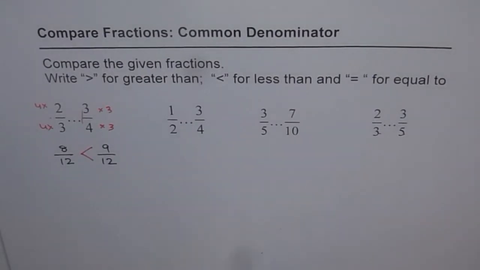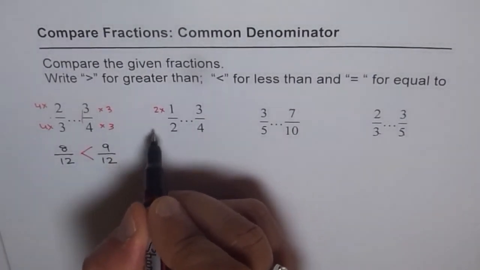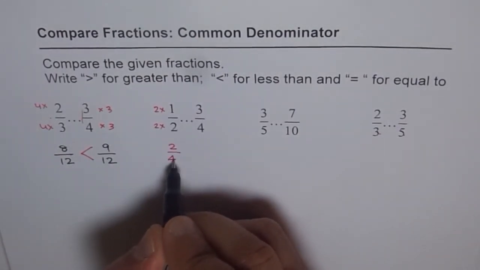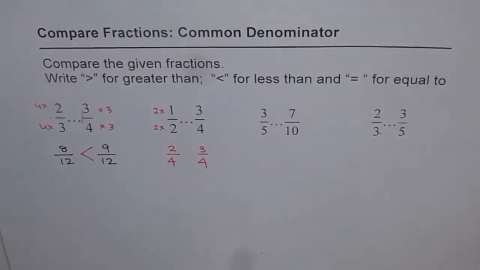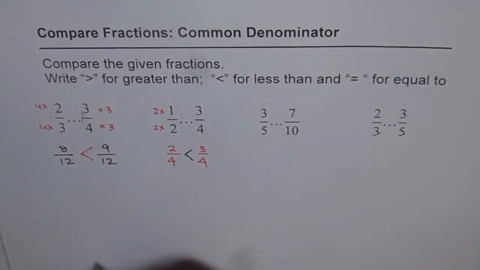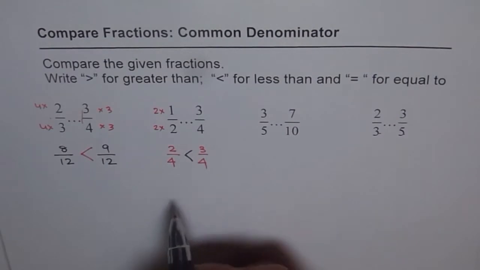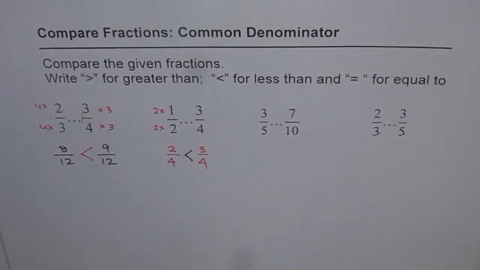Now the second case, we need to multiply this by 2, right? Let me multiply this by 2. What do I get? 2 over 4. And this one is 3 over 4. Which one is greater? Of course, 3 over 4 is greater, so we'll write this symbol. 2 over 4 is less than 3 over 4, right? Or it could be read as 3 over 4 is greater than 2 over 4.